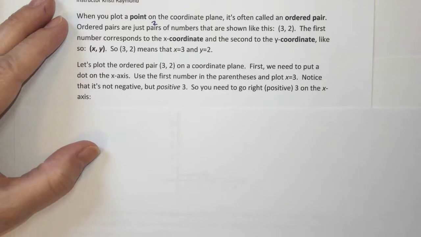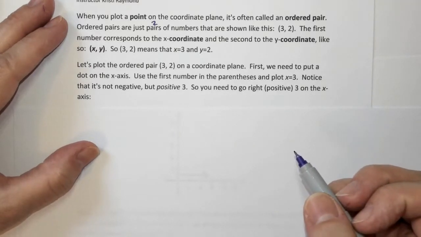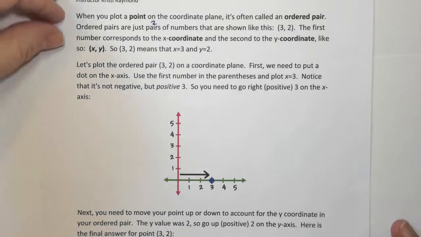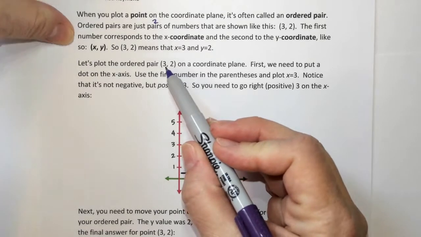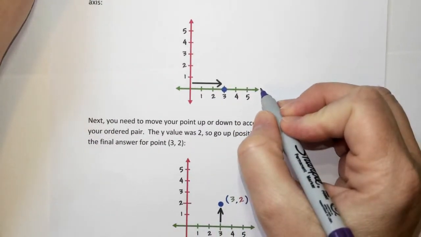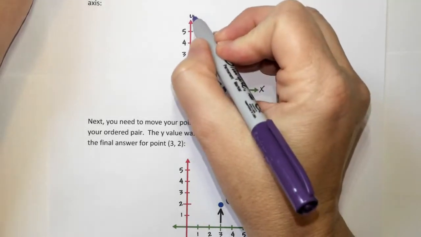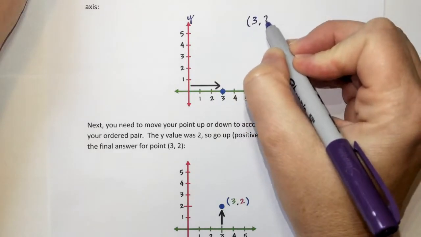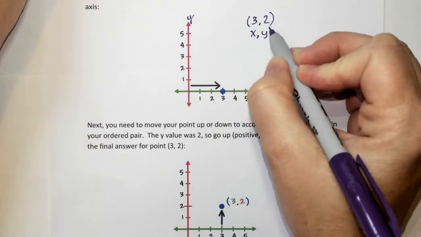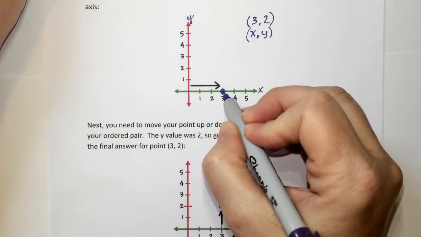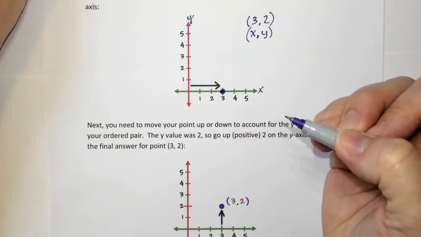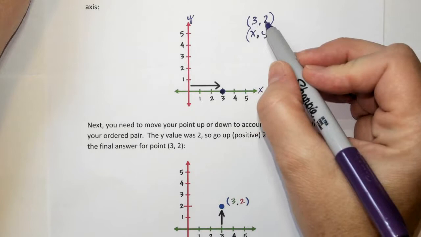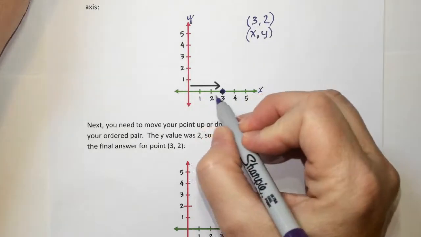So let's plot the ordered pair 3, 2 on a coordinate plane. So first we need to put a dot on the x-axis. Use the first number in the parentheses, which is a 3, and plot x equals 3. Remember, we have the x-axis and the y-axis. So I know if my point is 3, 2, that it's x, y. So when x is 3, that's where I put my dot. And notice that I had to go to positive 3. Sometimes you'll have negative numbers here, but in this case, x was positive 3.